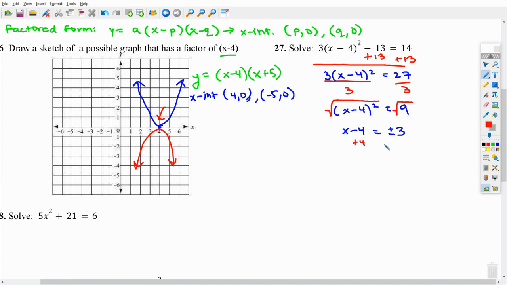Lastly, I'm going to add 4. So at this point, I've shown that you could split up your problem, or you could just write it as x equals 4 plus or minus 3, and then simplify. So I'll show both ways, but here I'll get 4 plus 3, and then 4 minus 3. So my two solutions you should end up getting are 7 and 1.